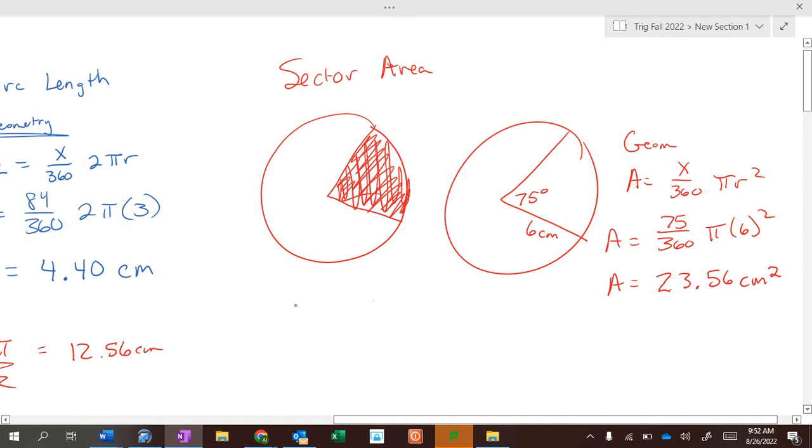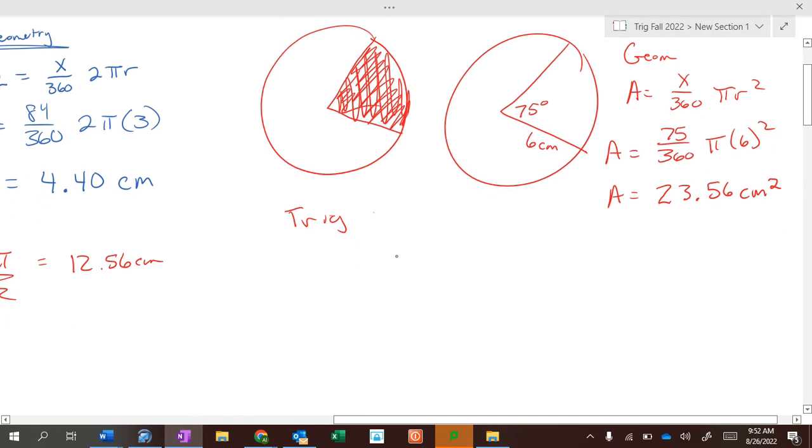Okay. Now in trig, to find sector area, the formula is the area is our central angle times our radius squared divided by 2. Our central angle times radius squared divided by 2, right? I think that's what it is. Yeah.